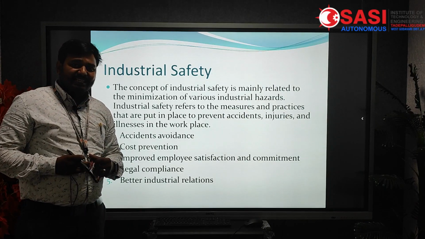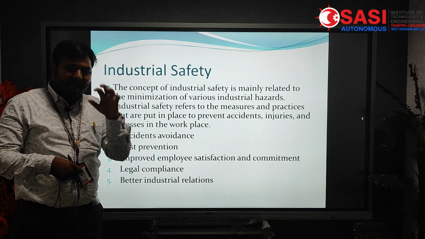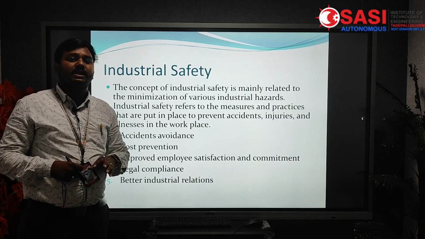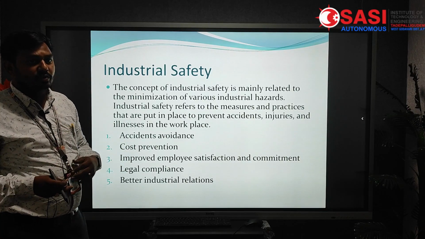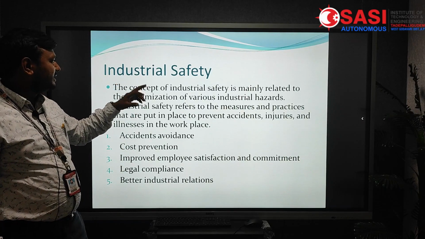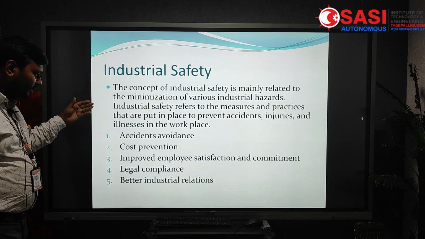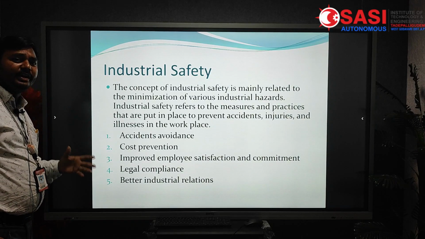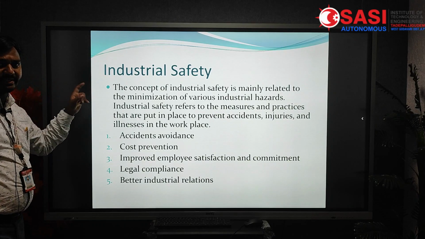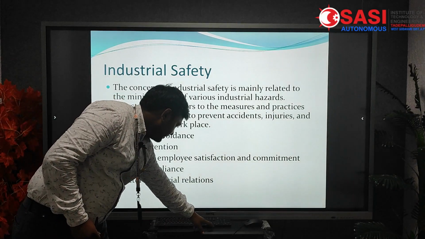As you know, industrial safety is a very mandatory thing for the organizations which are involved in producing the goods or services. The definition of industrial safety and some important aspects related to industrial safety you can observe in the slide.